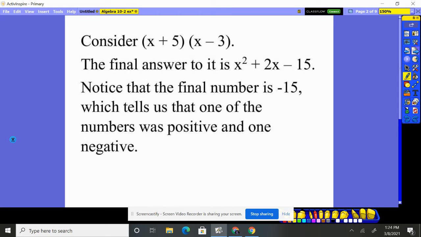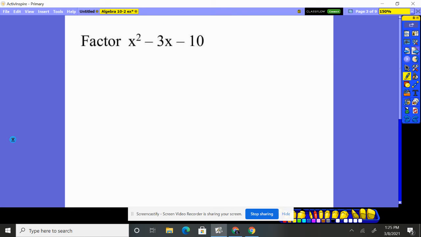So let's consider x plus 5 times x minus 3. The final answer is x squared plus 2x minus 15. Notice that final number is a negative 15. That tells us that one of those numbers had to be positive and one had to be negative. So let's say we want to factor x squared minus 3x minus 10.